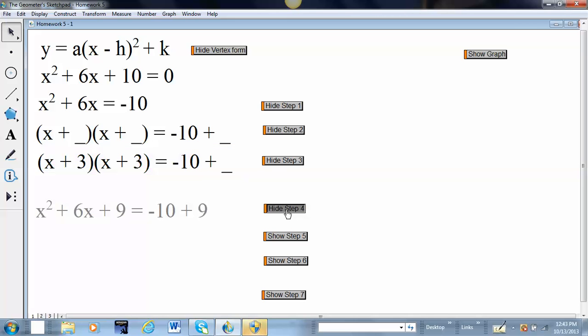Go over to the next step, and we got the 9 here. Now, why can we put a 9 over here? It's because we're also going to put a 9 on the other side, because anything you do to one side, you can do to the other. So we're going to have x squared plus 6x plus 9 equals negative 10 plus 9. Now we can turn the x squared plus 6x plus 9 into x plus 3 quantity squared. And then we just add the negative 10 and the 9 and get negative 1.